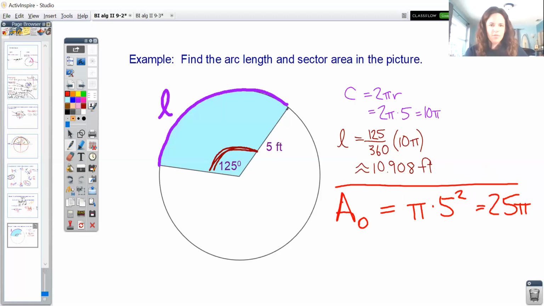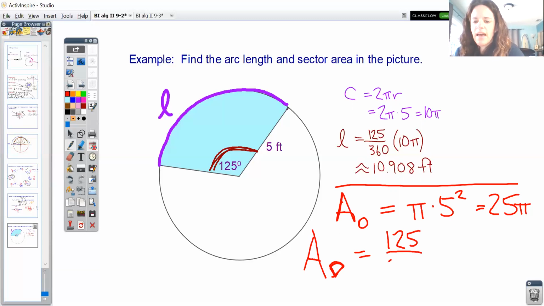And so again, if I'm looking at just the sector swept out by the 125 degree angle, then I can say that the area of the sector, that should look like a pie piece, is going to be 125 out of 360. That's the fraction of the whole area I have. So it would be 125/360 of 25 pi.